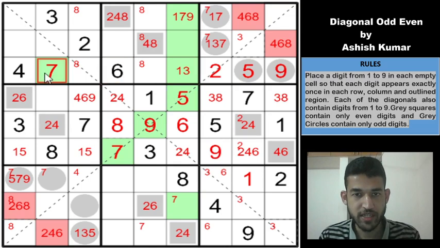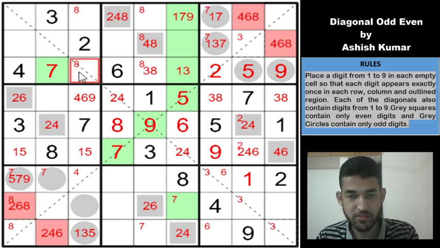So this is a 7, which means this is not a 7, this is 1 and 3. So 4, 6 and 7, 2, 5, 9. So remaining candidates are 1, 3, 8. So this is not a 1, so this is 3, 8. This is not a 3, this is 1, 8.